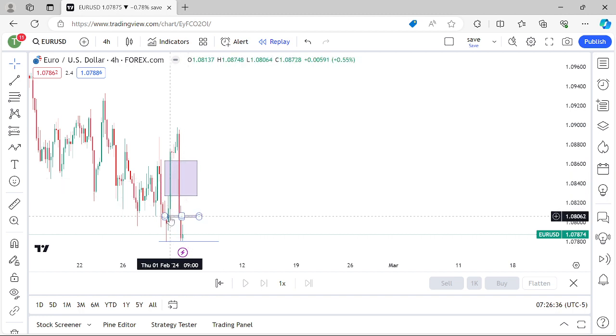Now, same deal right here. We got another imbalance right here as well. See this? It's a smaller one right here. Same deal. Close beneath it. Bearish. And then look down below. Boom. Sell side right here. Swing low right here. That's where it's drawing.